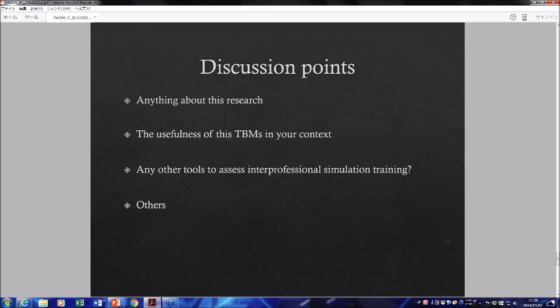A key message of this research is that it is really difficult to assess interprofessional simulation training. And they developed the TBM idea, but what else would be a good assessment tool? If you have any ideas, I'd be glad if you share them this time. And the last one, anything else?